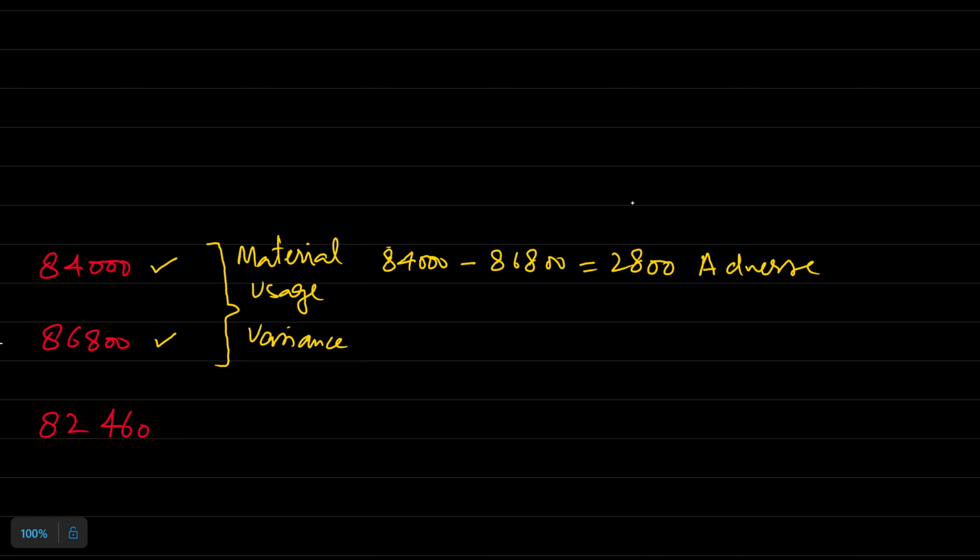Students, 1 mark carries normally for calculation and 1 mark for the direction. So always show the direction of the variance, whether it is favorable or adverse.